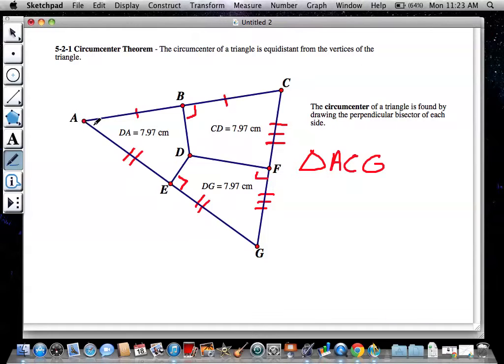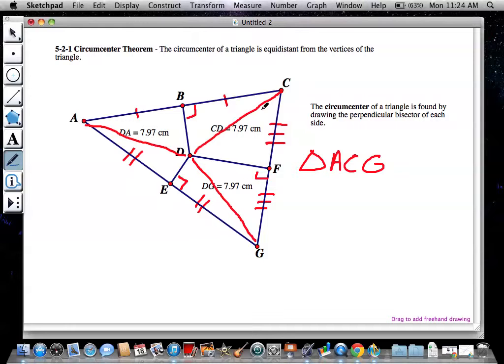So from D to A, and from D to C, and from D to G, those are all the same distance. Notice DA 7.97, CD 7.97, DG 7.97. So the circumcenter is equidistant from the vertices. That's the circumcenter theorem. And you find the circumcenter by drawing the perpendicular bisector of each side.